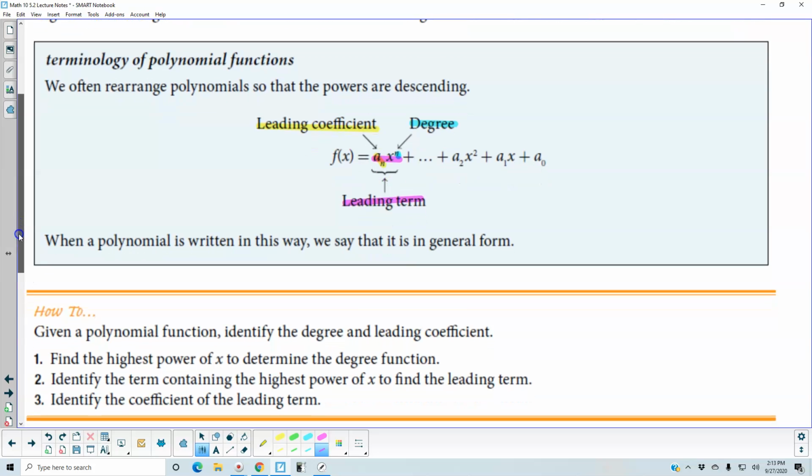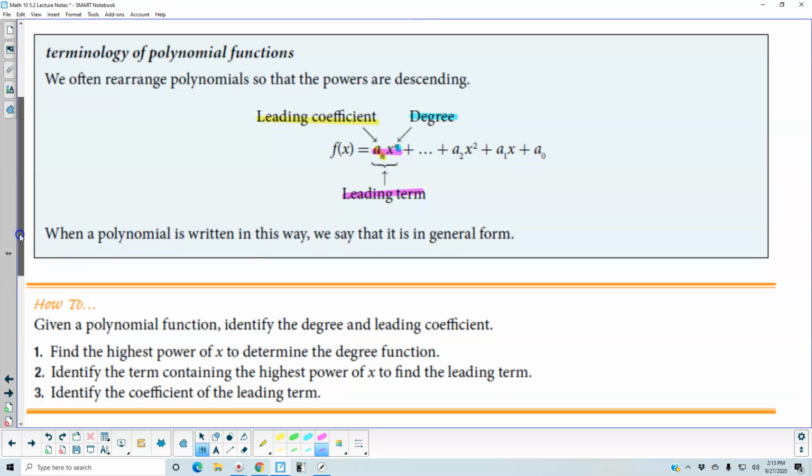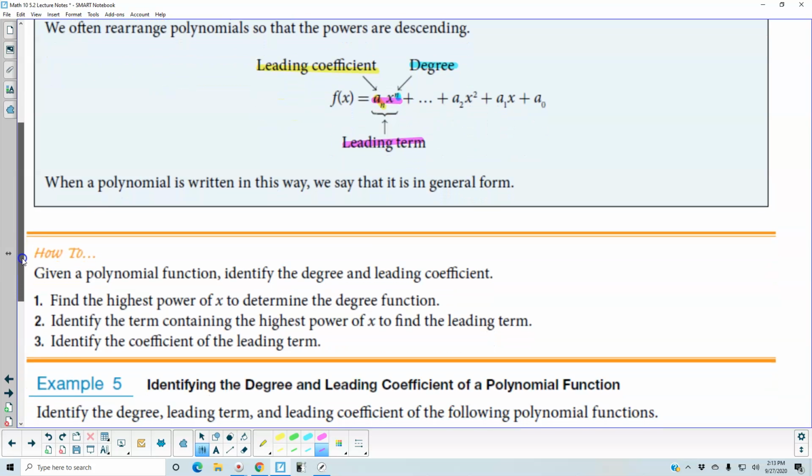So given a polynomial function, we want to be able to identify the degree and leading coefficient. Number one, we find the highest power of x to determine the degree. Number two, we identify the term containing the highest power of x to find the leading term. And then number three, we identify the coefficient of the leading term.